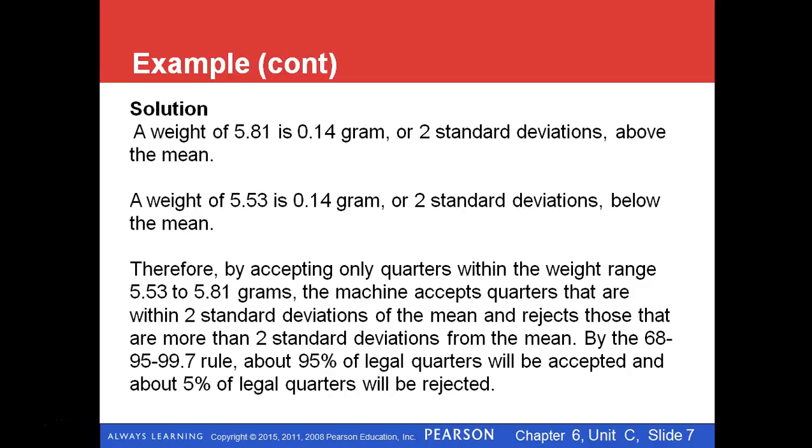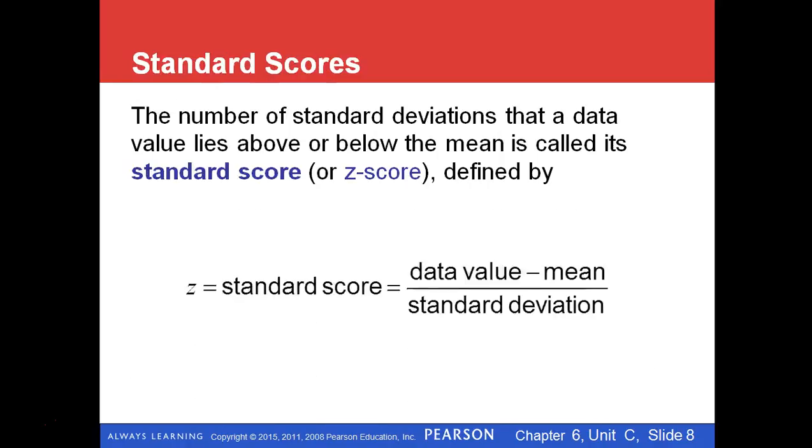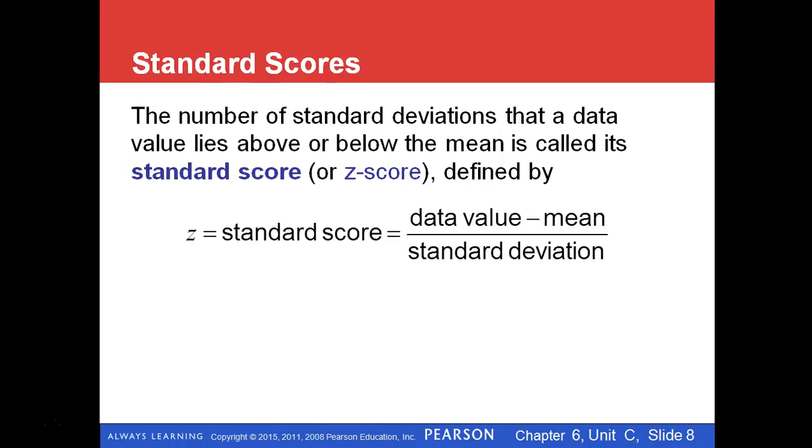But what happens if you don't want to talk about from 1 standard deviation up to 1 standard deviation down, or even 2 standard deviations up to 3 standard deviations down? Then what we need to do is convert the values over to a z-score, also sometimes called a standard score. It's very easy to calculate a z-score. You take the data value that you are referring to, subtract the mean, and then take that difference and divide it by the standard deviation.